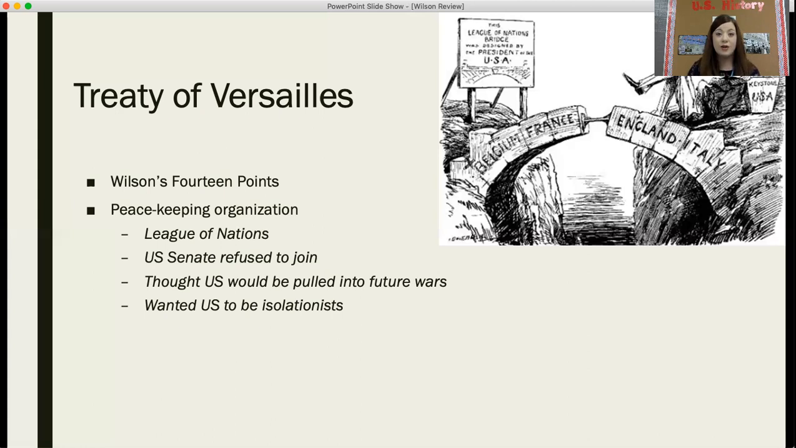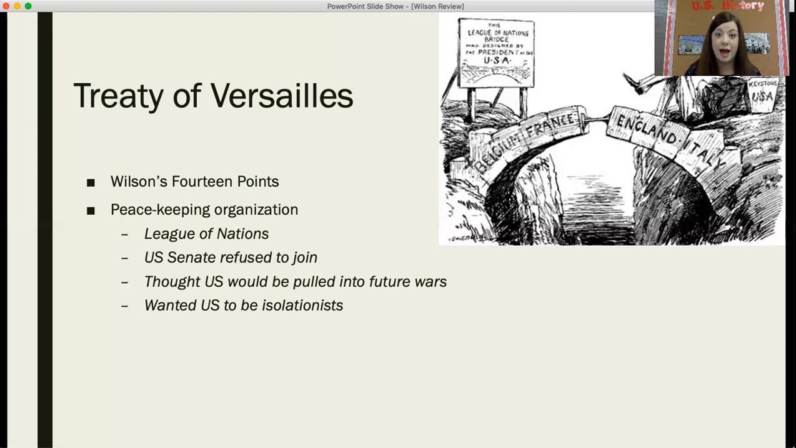Y'all remember Article 10 in the League of Nations said that we have to help preserve the independence of every other member nation. So the Senate said, we believe we're going to be pulled into war after war after war, and that the Congress of the United States would not be deciding if we went to war, that it would be determined by the League of Nations. So because of this, they said, we refuse to sign. Y'all, they would not negotiate on this.